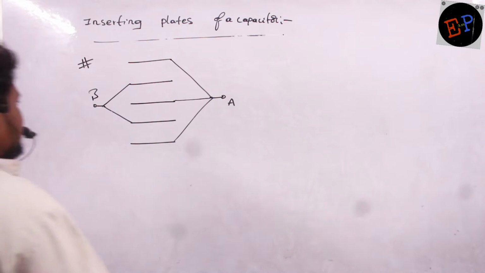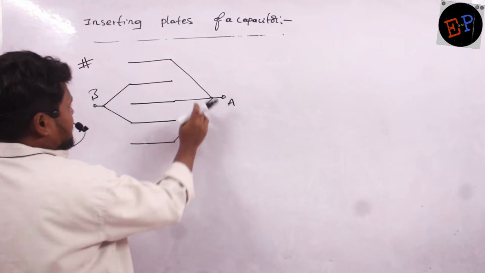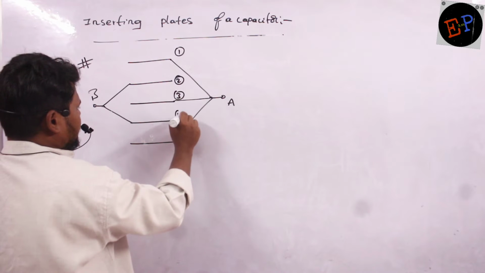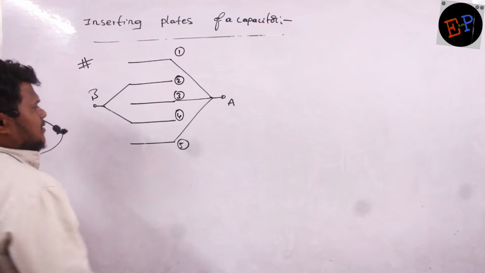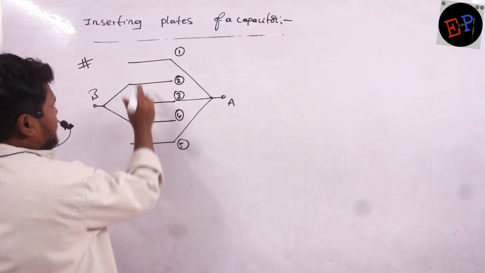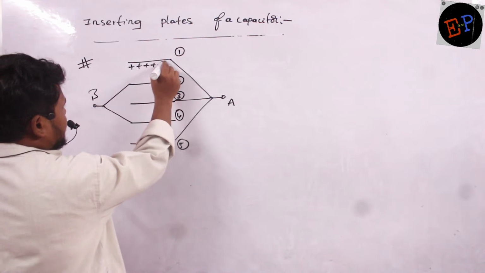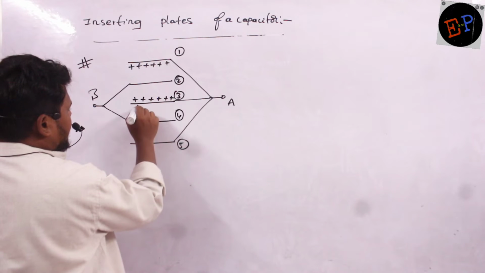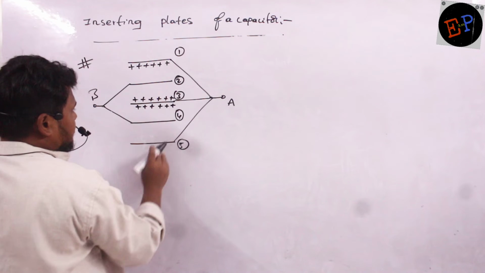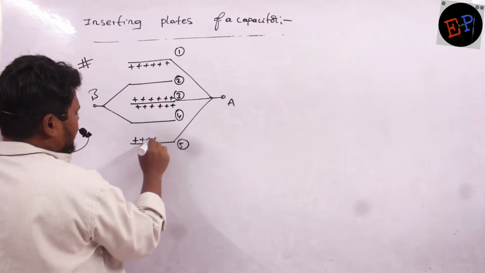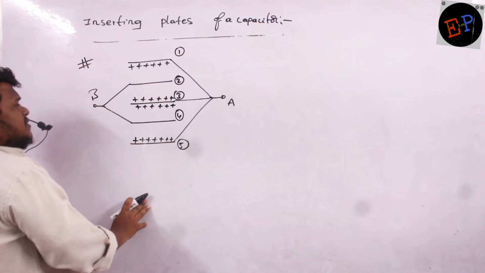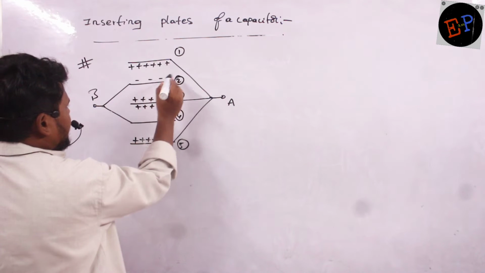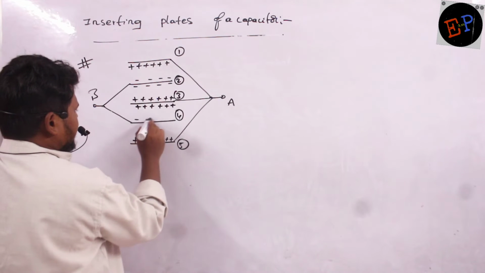So distribute the charges first of all. So plate number 1, 2, 3, 4, 5. Clear? So 1, 3 and 5 are connected to the positive terminal of the battery. Plates which are connected to the negative terminal are 2 and 4. So negative, negative, negative, negative. That's all.